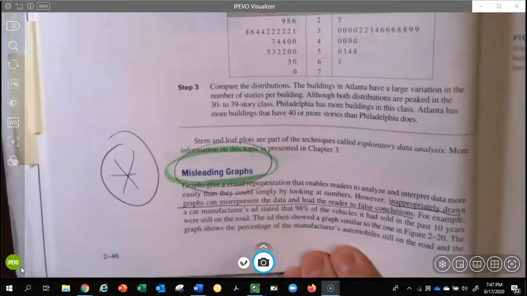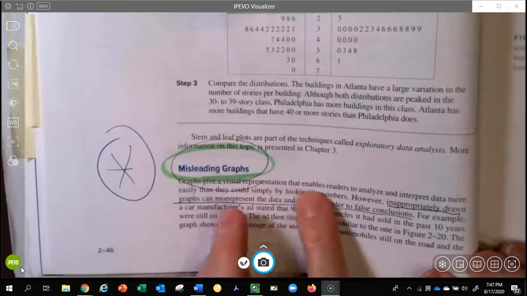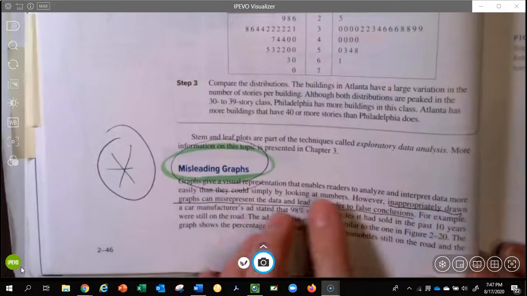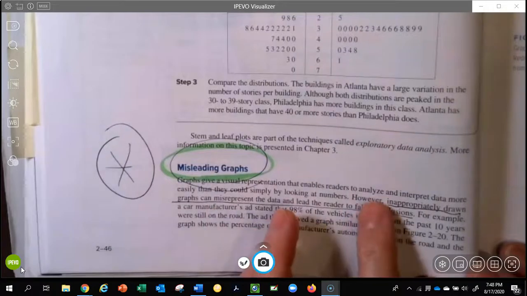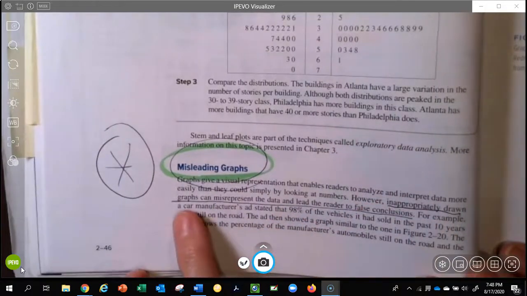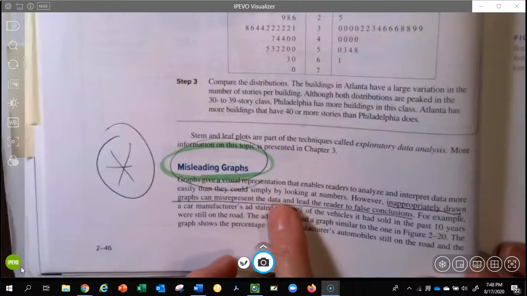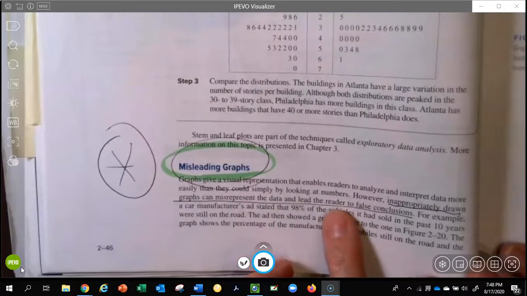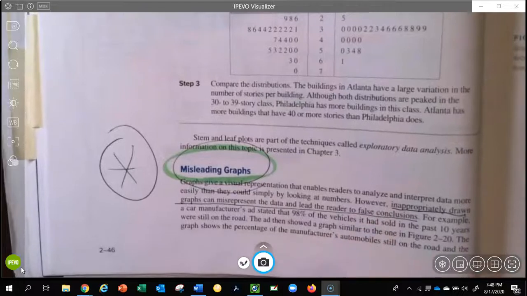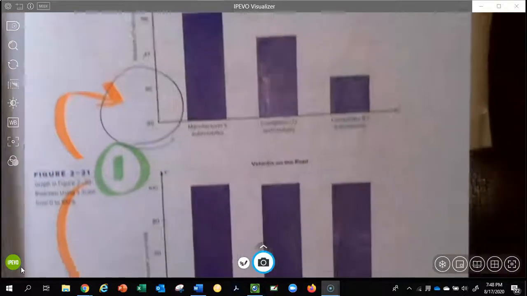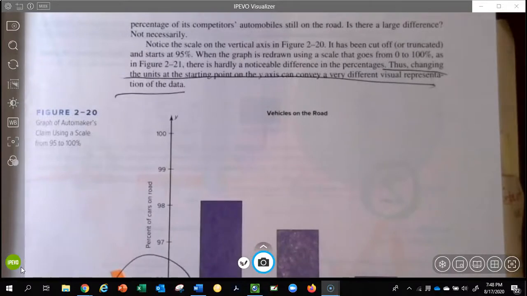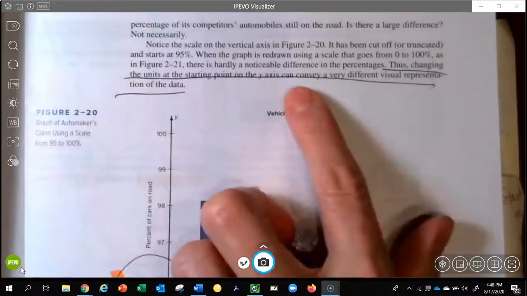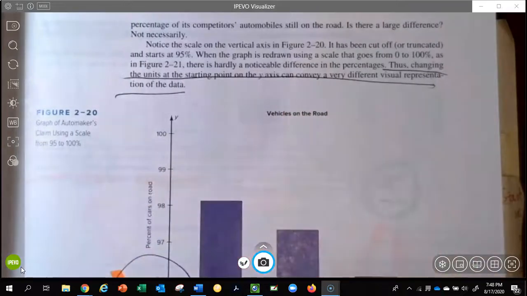So it says graphs give a visual representation that enables readers to analyze and interpret data more easily than they could simply by just looking at the numbers. However, inappropriately drawn graphs can misrepresent the data and lead the reader, either on purpose or not, to false conclusions. Thus, changing units on an XY scale can convey something very different.